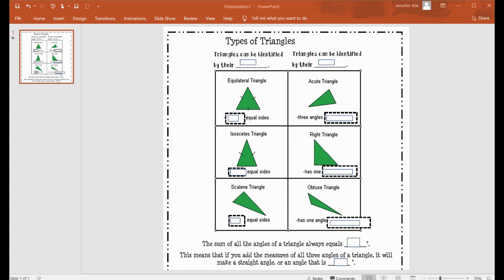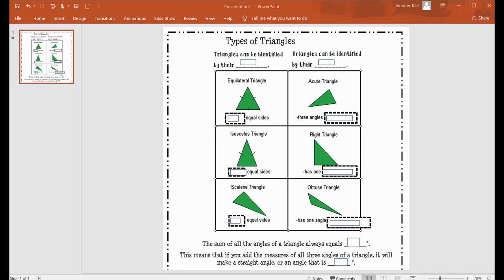And that is that all triangles, no matter what they look like, equilateral, isosceles, scalene, right, acute, or obtuse, all triangles, when you add up the angles together, they're going to equal 180 degrees. That means that if you make a triangle and you use all the measurements of the angle and you put them together, it will make what we call a straight angle, or an angle that is exactly 180 degrees.